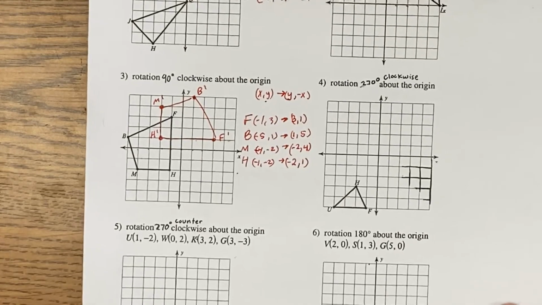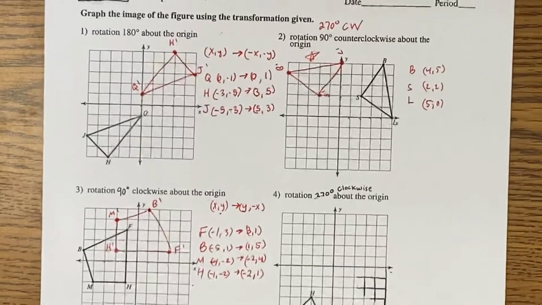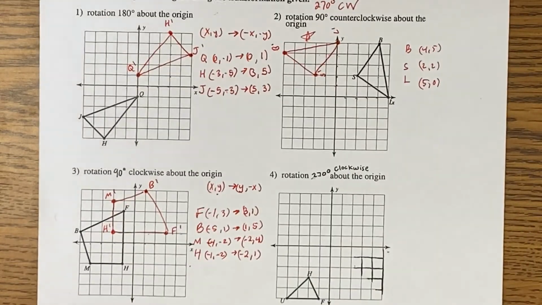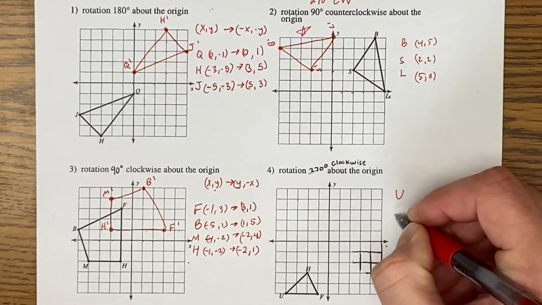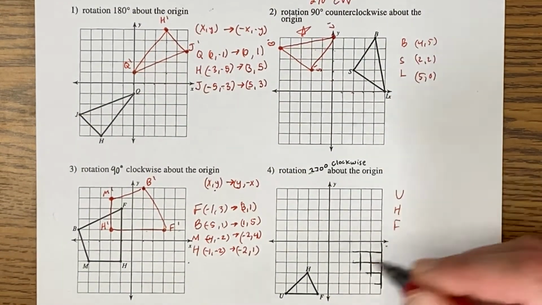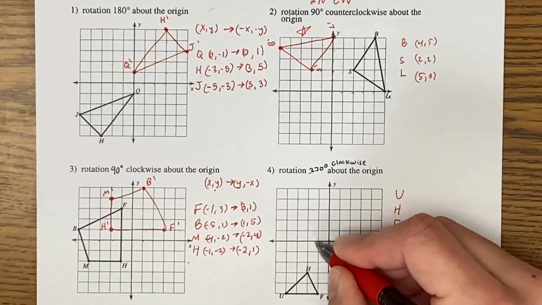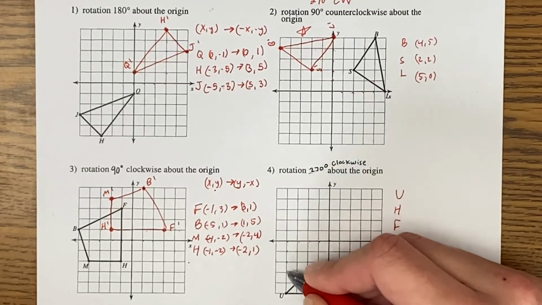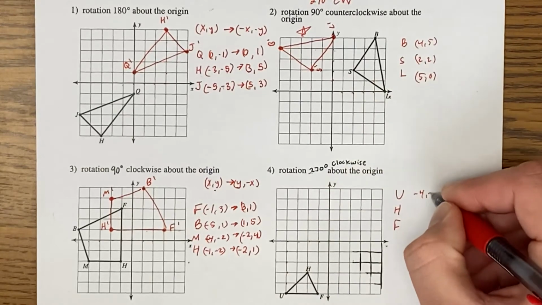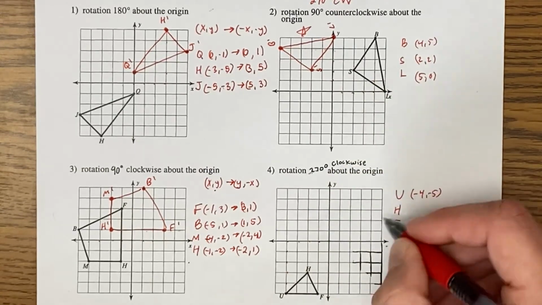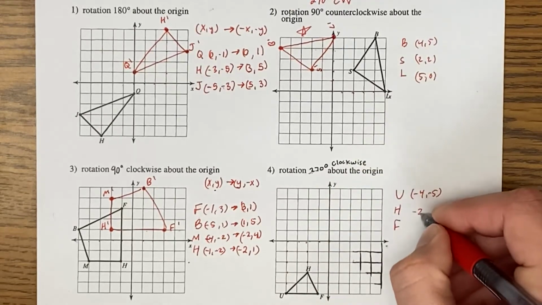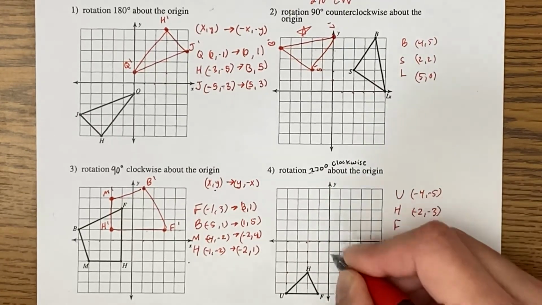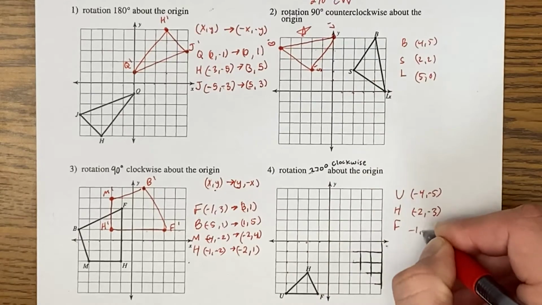All right, number 4. Now we'll do number 4 like we did number 2. So let's write down our original coordinates to start off with. We have U, we have H, and we have F. U is (-4, -5). H is (-2, -3). And F is (-1, -5).